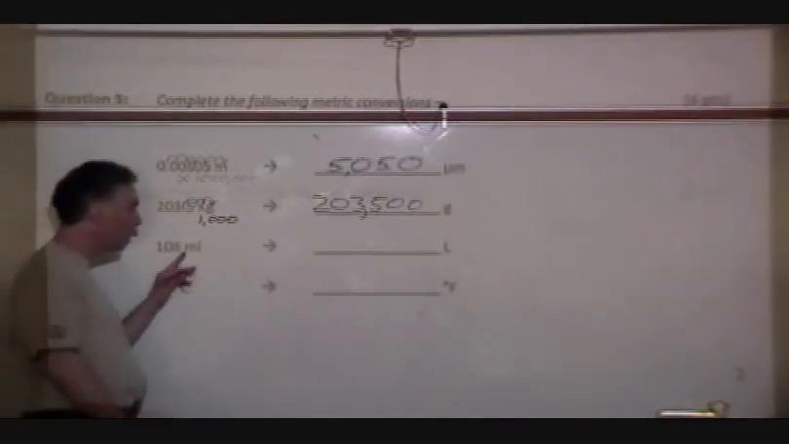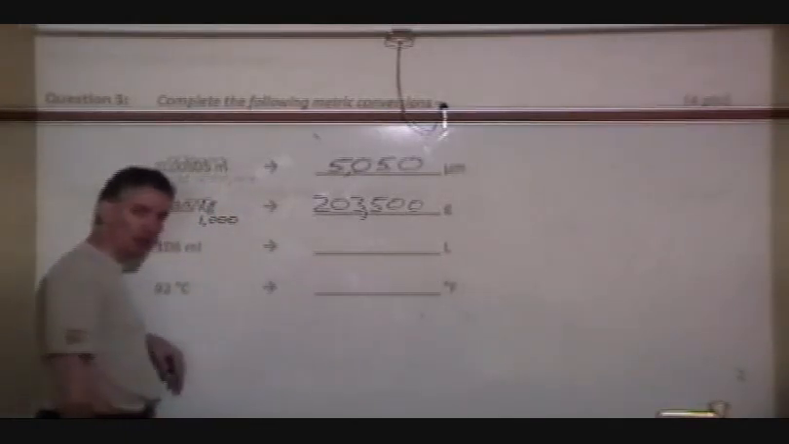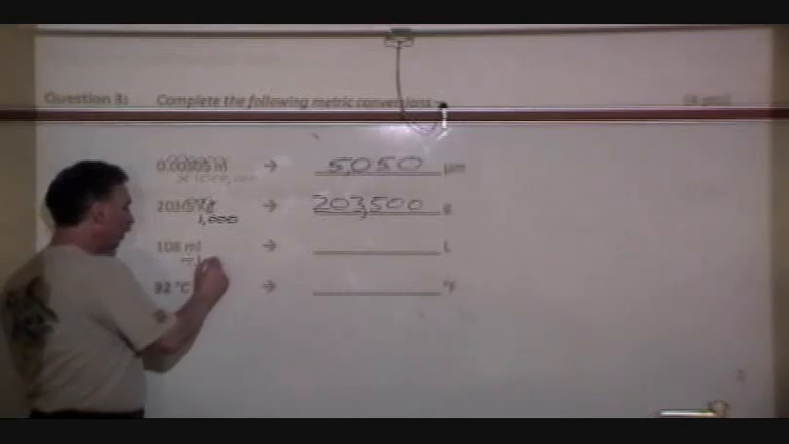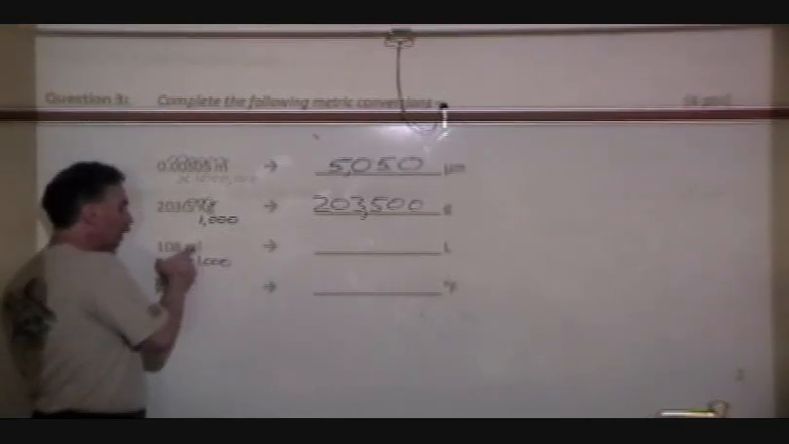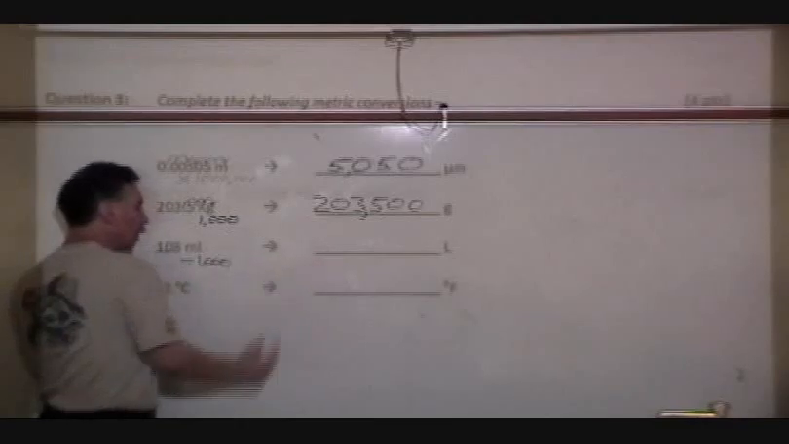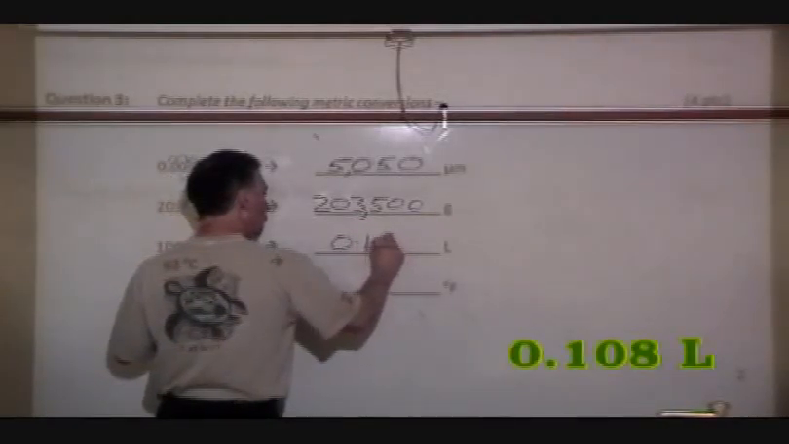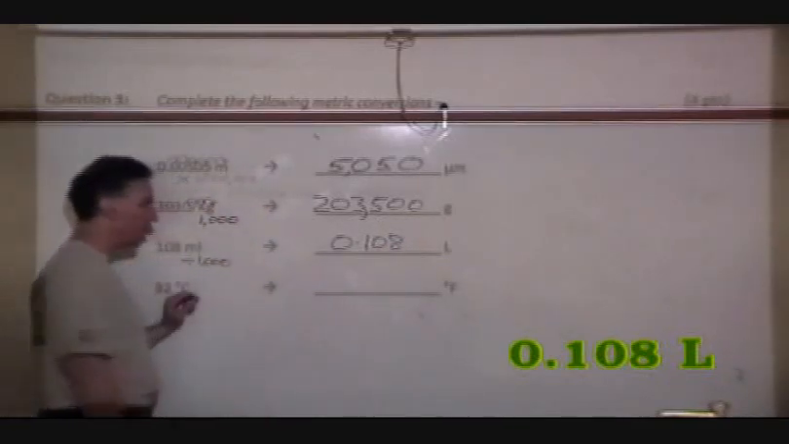And then for milliliters to liters, it's a factor of 1,000. This time we are dividing by 1,000, because we're starting with a smaller unit, so we should get a smaller answer. That became 0.108 liters.